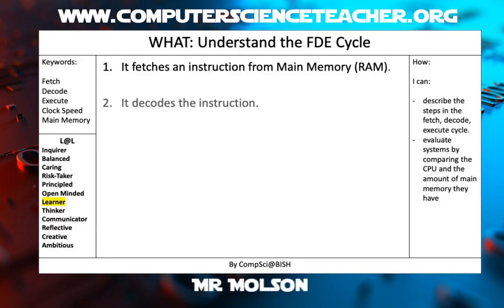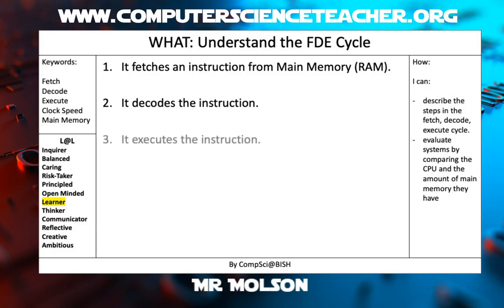Next, it decodes that instruction. What do we mean by decodes? The CPU needs to translate it into a language that it understands. The likelihood is that the instruction stored in main memory is stored in a format that the CPU won't understand, so the CPU has to translate it so that it knows what it has to do. That's the decode part, instruction number two.